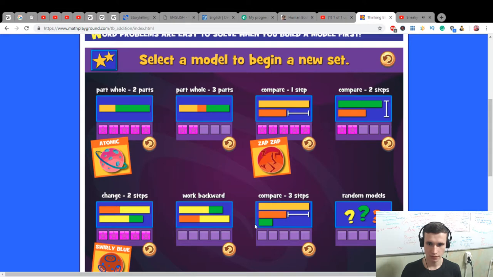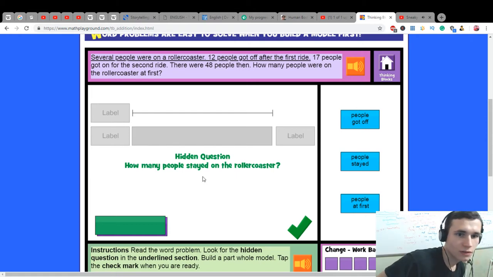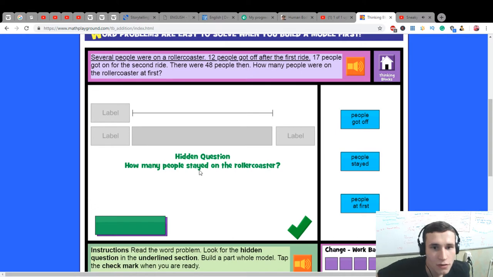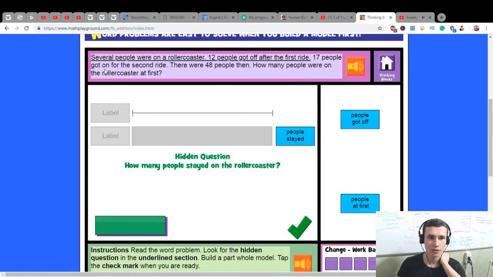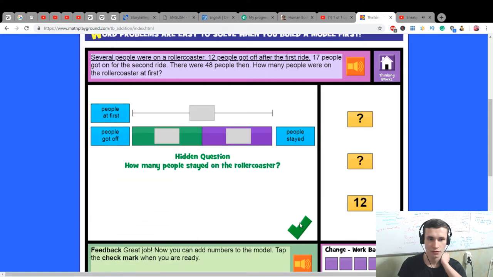Work backward. Several people were on a roller coaster. 12 people got off after the first ride. Got off. People stayed. 17 people got on for the second ride. There were 48 people then. How many people were on the roller coaster at first? People at first. People got off. People stayed. Okay, how many people stayed on the roller coaster?